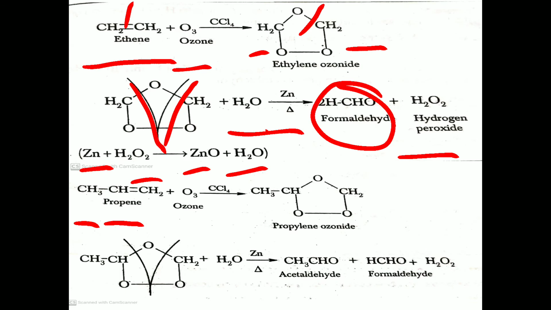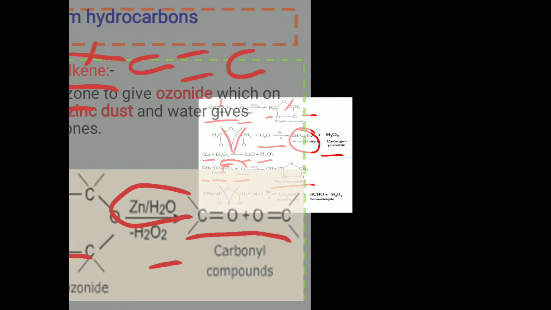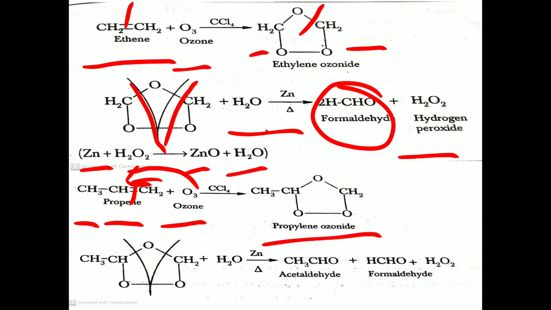When it reacts with O3, that is the ozone molecule, in presence of carbon tetrachloride, again the double bond has to break down and the O3 molecule has to be attached here. That is the formation of an intermediate compound known as propylene ozonide. It undergoes hydrolysis in presence of zinc and we get the products acetaldehyde and formaldehyde.